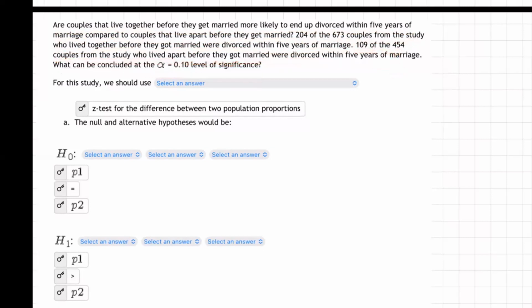Okay, so how are you going to recognize this, especially on the final where everything's there? How do we know what's going on? Well, we're comparing two groups. Do you see that? We're talking about couples that live together before they get married versus couples that live apart before they get married. So it's two groups. And we're saying which one is more likely to get divorced. So, that means that's proportion, right?